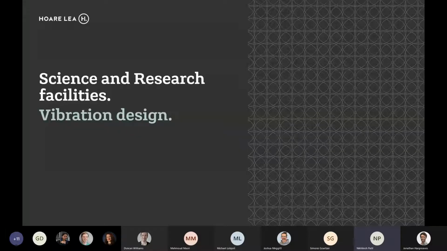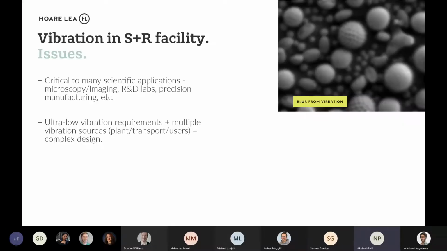Quickly touch upon how we handle vibration in science and research. Science and research is slightly different. There are many scientific applications or experiments going on in there. When you have very ultra low vibration requirements in science and research facilities, if vibration is present, it directly affects whatever work the scientists will be doing in there. On the right-hand side, what you see is an image from a very high resolution scanning electron microscope. From site vibrations, you could expect a blur in your image like that, but you don't want that.